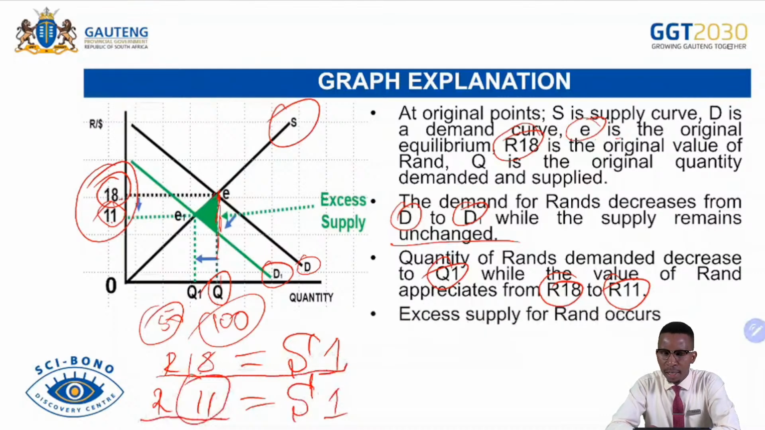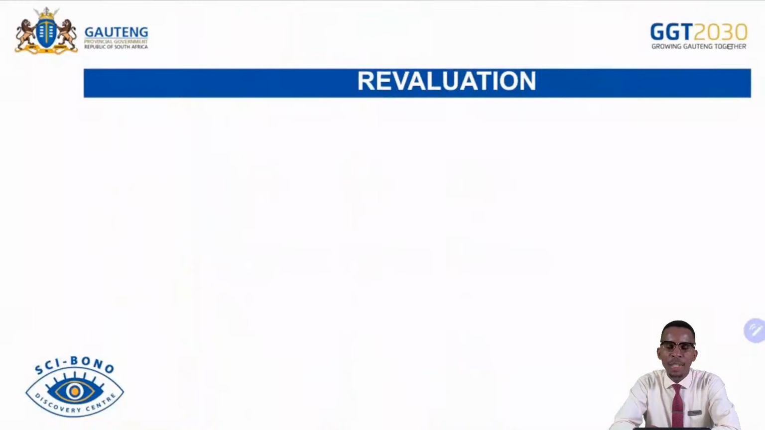Excess supply of rand will occur. So we see it happening here in this distance. This is indicating the excess supply of rand because the rand remains at 100, but the quantity demanded goes down to 50. So there's a difference of 50 in there. So the rand is highly supplied. There's an excess supply of rand that is causing appreciation of the South African rand.